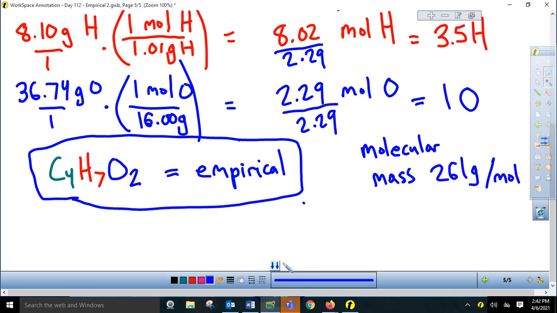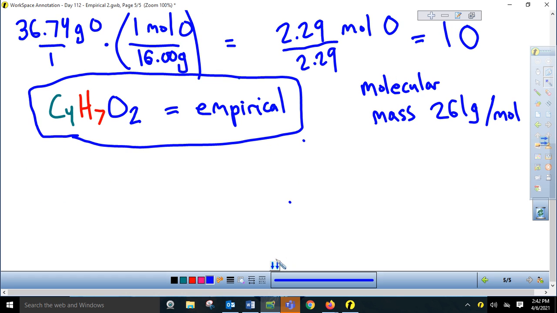So once again, let me scroll down here, go a little bit more. Remember the formula that we use. We're going to take the mass of the whole molecule, that goes on top. So the mass of the whole molecule, the actual molecule, goes on top. And we're going to divide that by the mass of the empirical formula. So let's just get a rough answer here.